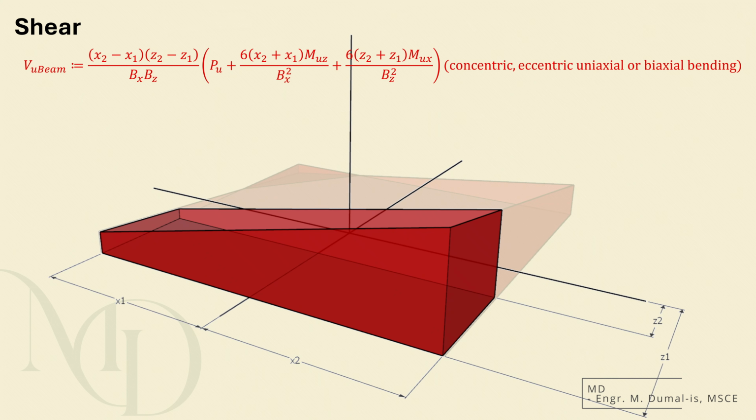We can repeat the same process for any beam shear section. By cutting the footing along the perpendicular direction, we can apply the same formula to find the shear demand at that particular critical section.